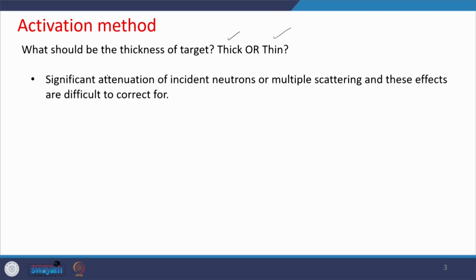Okay. So, there are three important considerations for the thickness of the target material. Number 1, if it is too thick, then what is the problem? There can be significant attenuation of incident neutrons. Now, I am focusing on the neutron beams. I am considering the incident particles as neutrons.